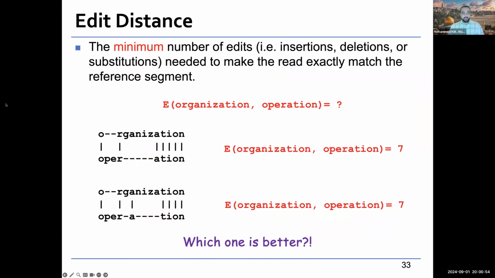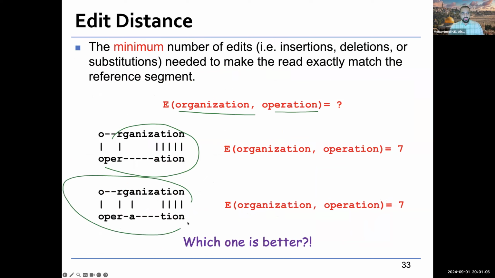Now I have another question over here. I would like to calculate the distance between organization and operation. So one of the arrangements is to do it this way. The other arrangement is to do it that way. And if we check the number of operations we do here, 1, 2, 3, 4, 5, 6, 7. That's 7 operations. How many operations did we do here? 1, 2, 3, 4, 5, 6, 7. That is also 7. So we have 7 operations and another 7 operations, but they are totally different arrangements.